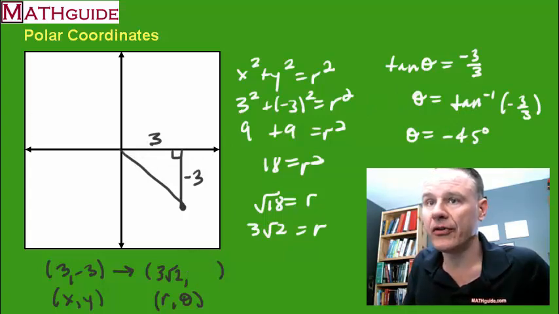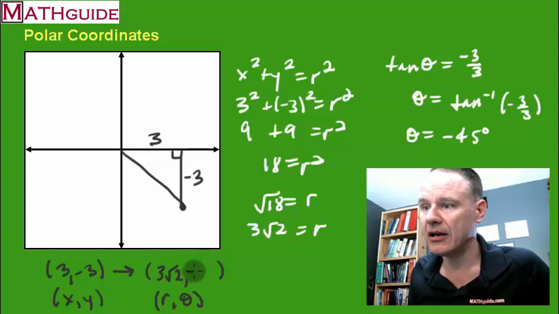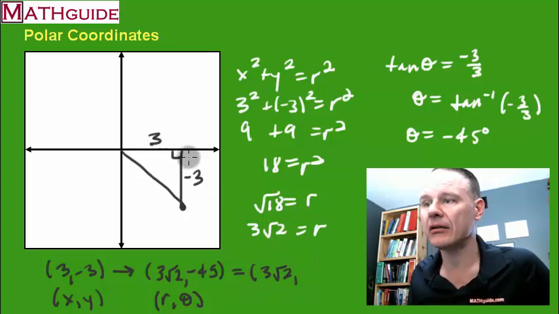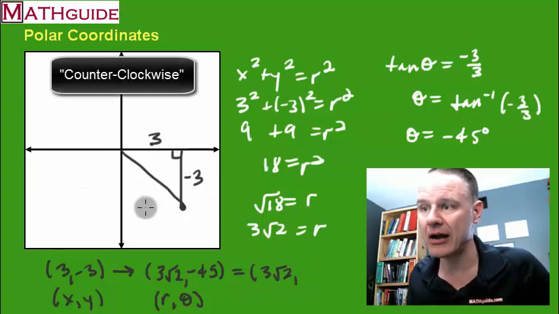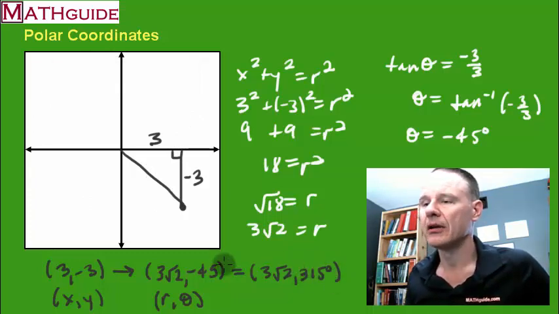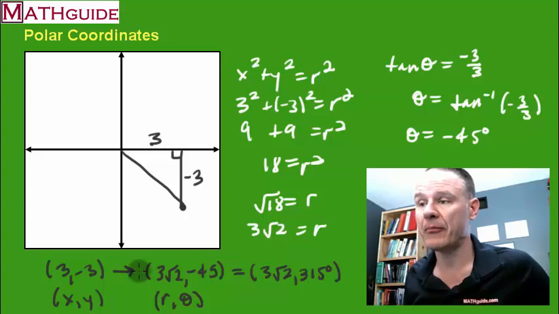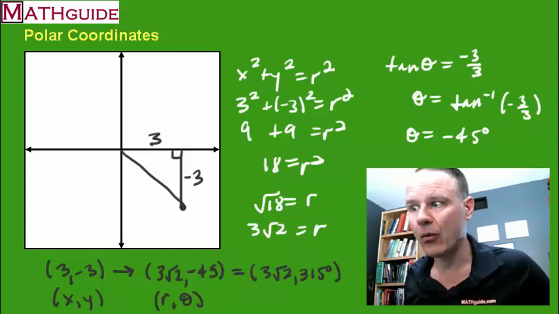So I could put negative 45 as an answer. Another alternative is, instead of going down 45 degrees in the fourth quadrant, I can spin around clockwise, which would be 315 degrees. Okay, there you go. So now I have my point. Let's try one more problem.